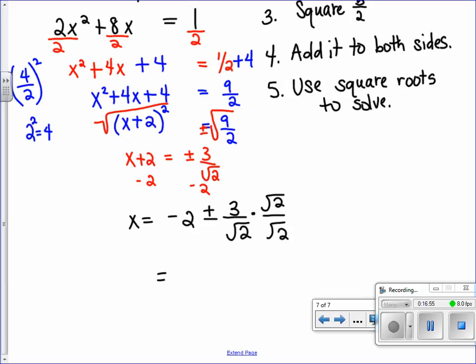We're going to write it as negative 2 plus or minus 3 square root of 2 over 2. You can say you're finished right there. You can be done right there.